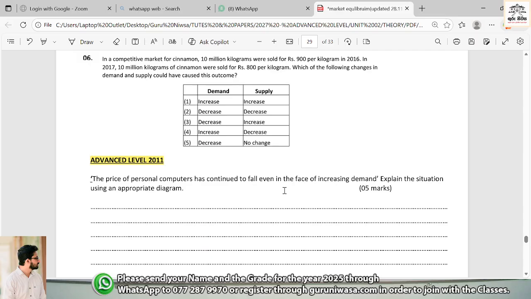Just think of a normal product. When demand for a product increases annually, what happens to the product price? In a normal product, when demand increases and people come and demand more units, what is the impact on price? Will it increase or decrease?